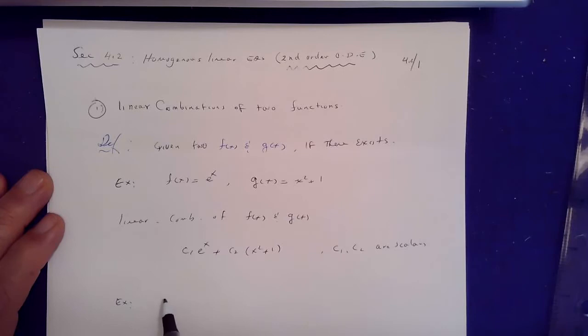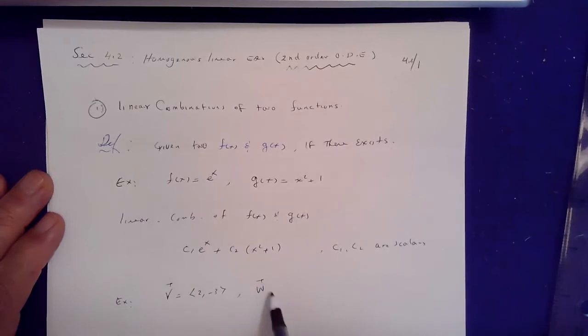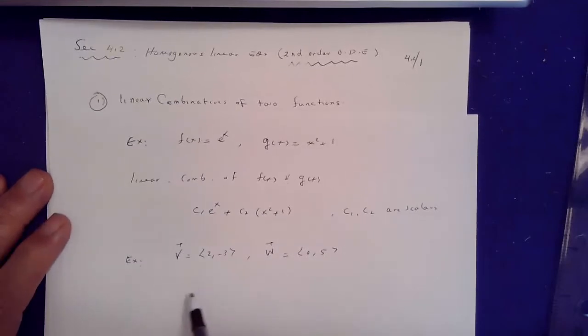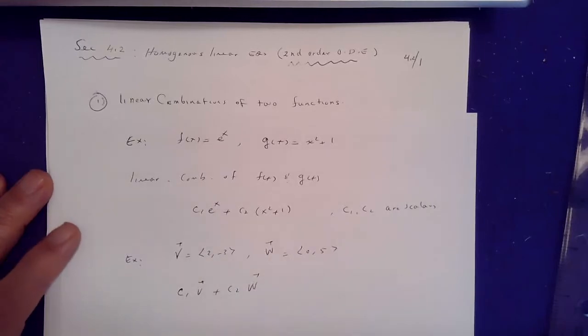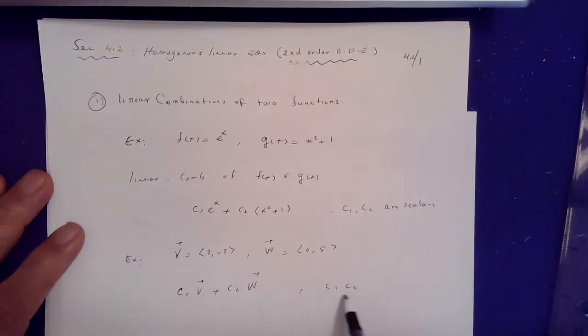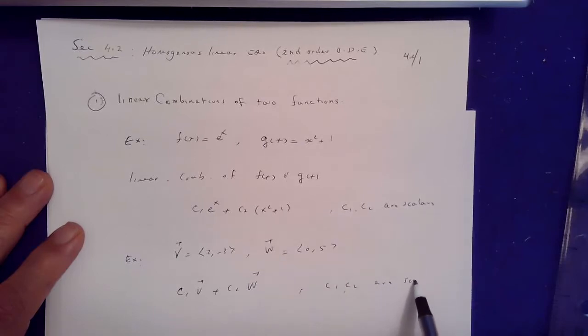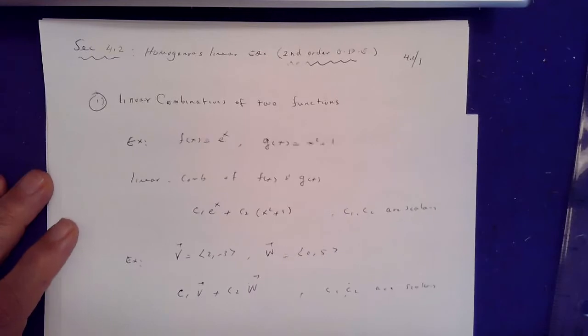One more example, suppose I have vector v, which is, let's say, (2, -3), and vector w, which is (0, 5). The linear combination of these vectors will be c1 v plus c2 w. Once again, c1 and c2 are scalars. So that's basically what we mean by linear combination.